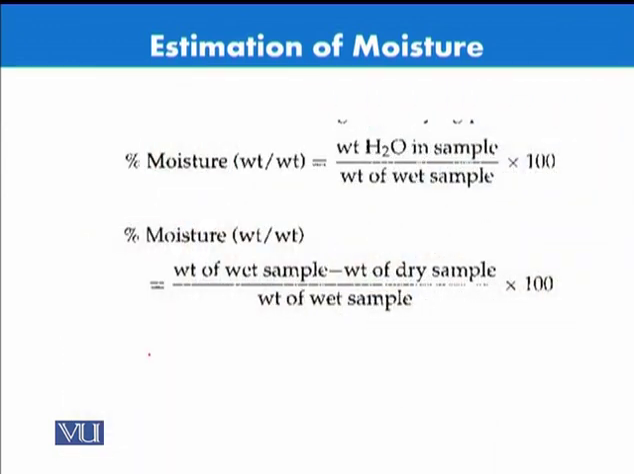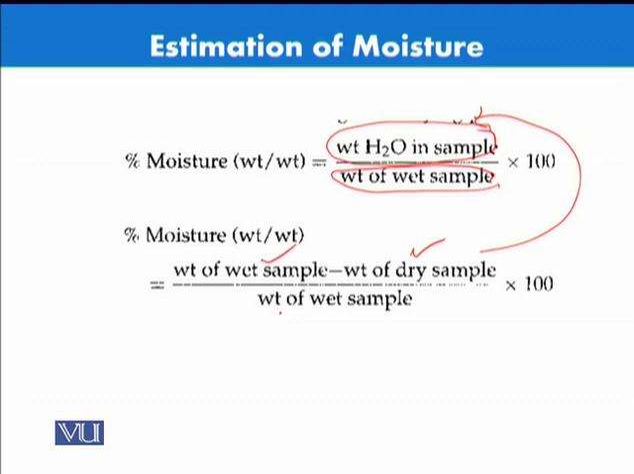So for the formula for estimation of moisture, we calculate the weight of water in the sample divided by the weight of the wet sample, multiplied by 100. Another way of expressing the same formula is the weight of wet sample minus the weight of dry sample. That actually is the weight of water in the sample. That's another way of saying it, and it is divided by the weight of wet sample, as in the formula above, multiplied by 100. So this gives us the moisture content on a weight by weight basis.